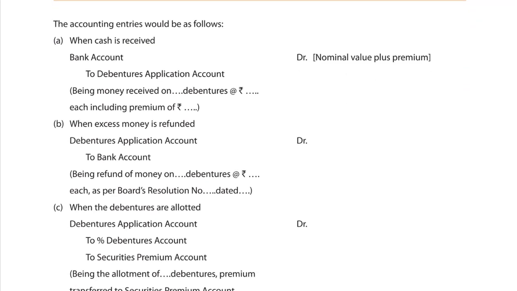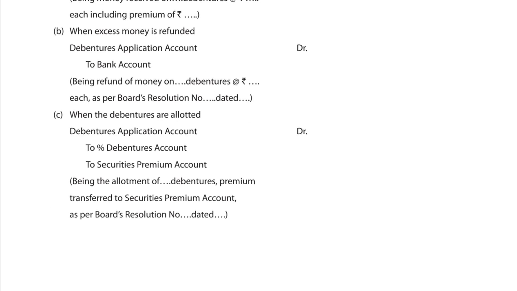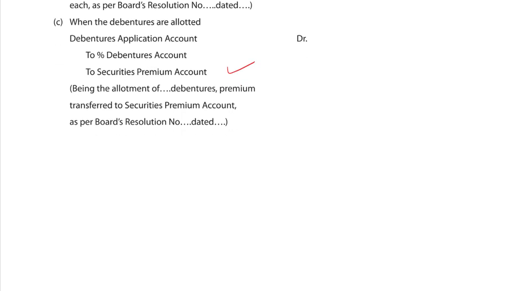When cash is received, bank account debited to debenture application account. When excess money is refunded, debenture application account to bank account. When the debentures are allotted, debenture application account to debentures account to securities premium account. I believe you understood.